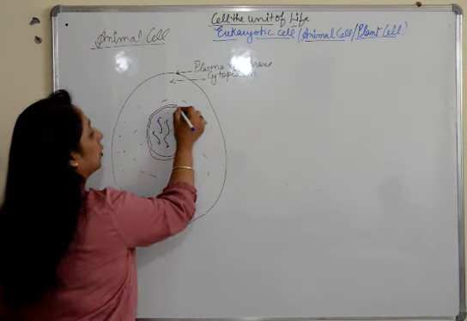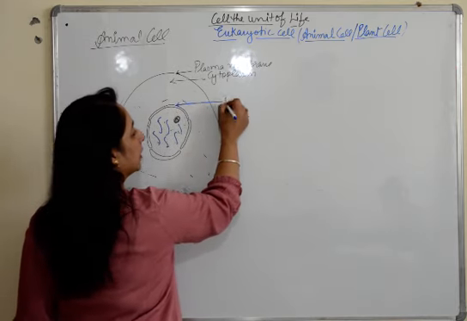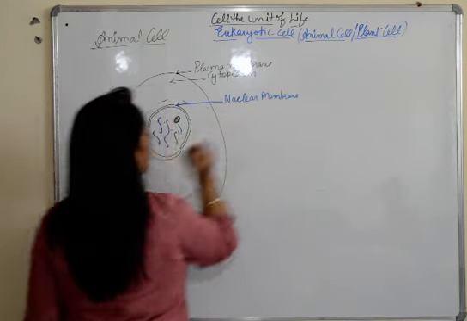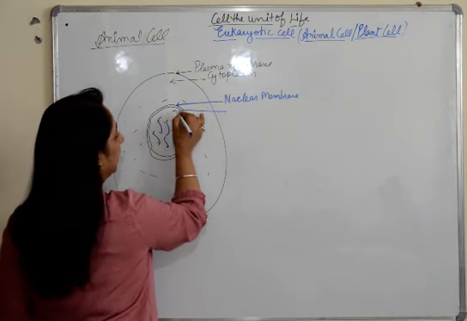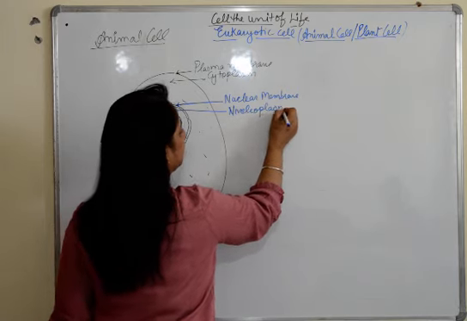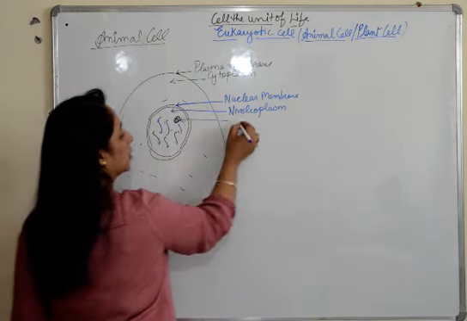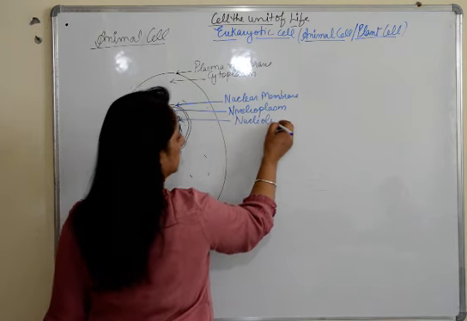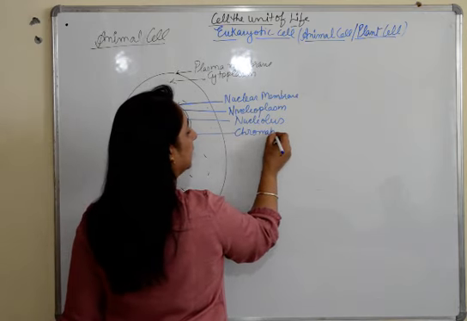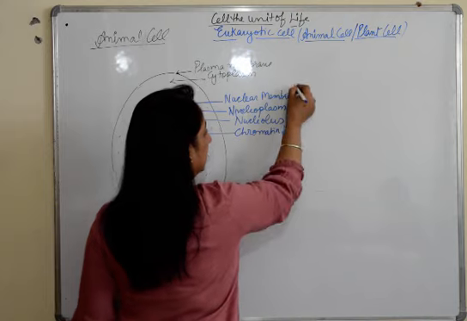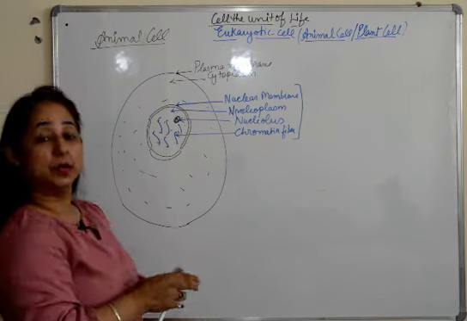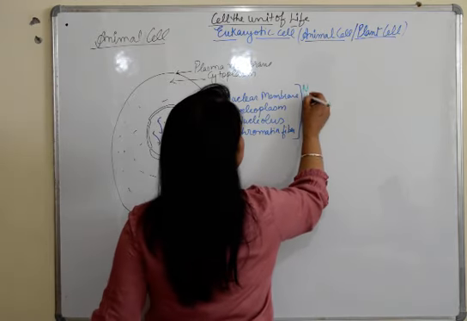So the outer structure present in the nucleus is the nuclear membrane. Inside the nuclear membrane there is a fluid known as nucleoplasm. Then we have a rounded structure known as the nucleolus, and we have chromatin fibers present in it. All these structures come under one, that is the nucleus.